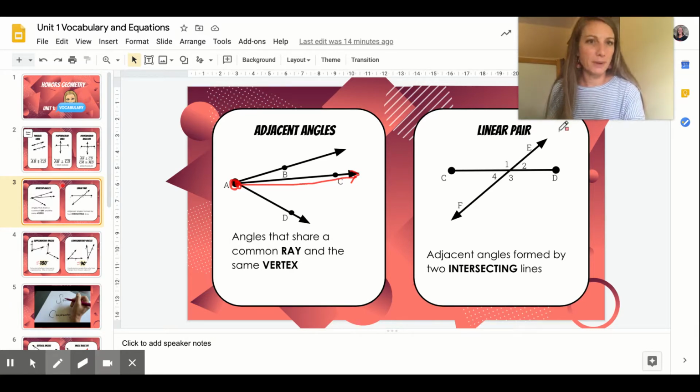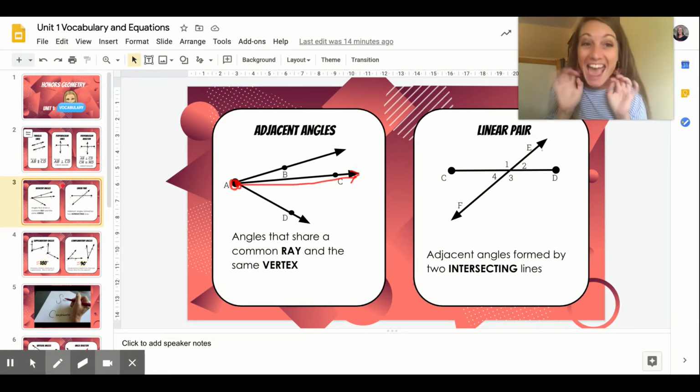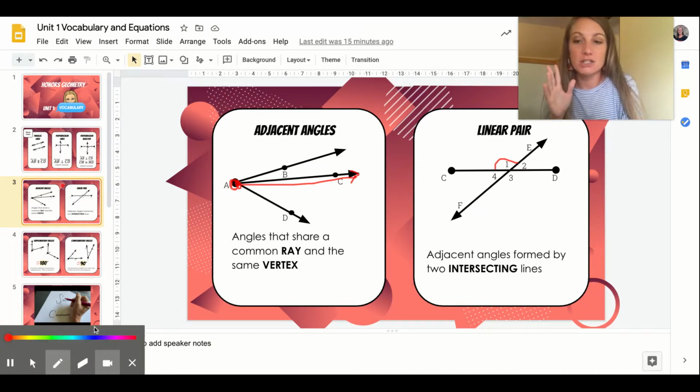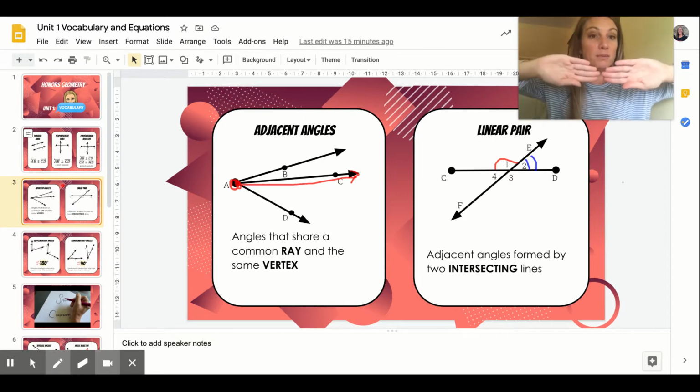All right, how about linear pair? So a linear pair are adjacent angles, so ones that are next to each other. And they're formed by 2 intersecting lines. So, for example, angle 1 and angle 2 are a linear pair. So I want you to think about what that actually means real quick. So angle 1 and angle 2 are a linear pair. So 1 and 2 come together.